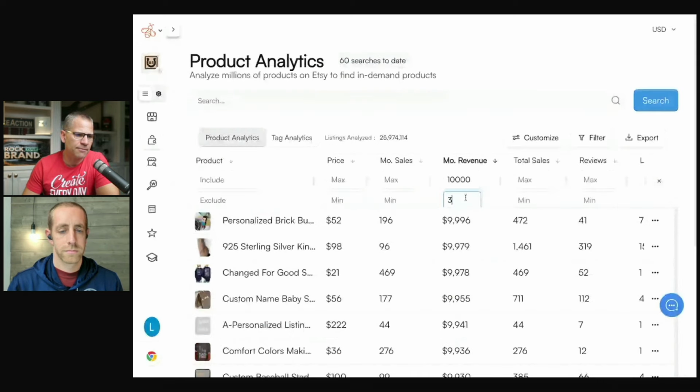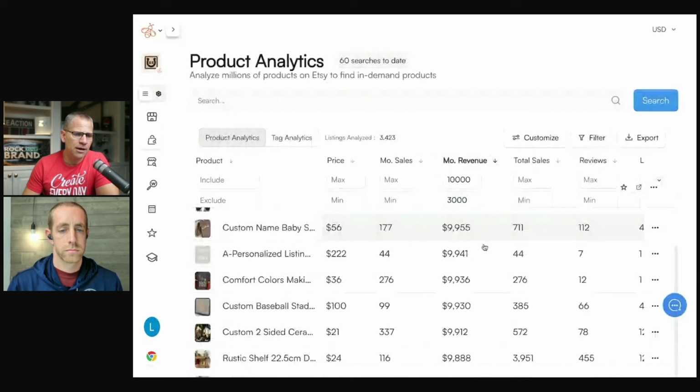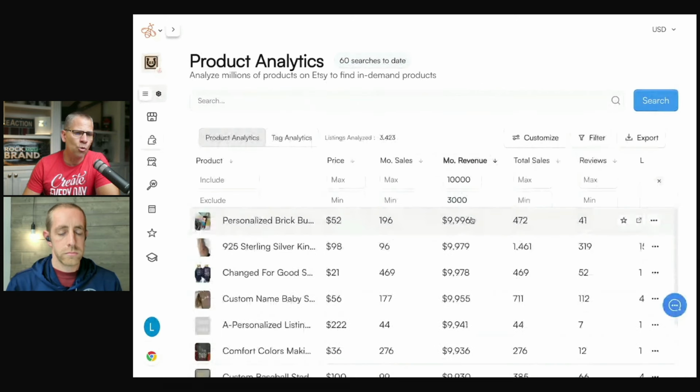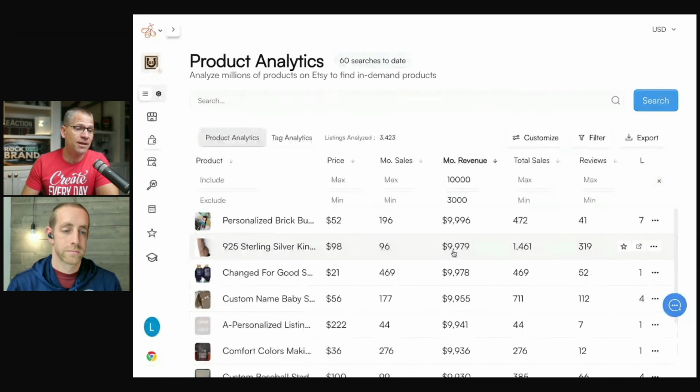So now we're going to see that. See? So now, to your point, Chris, we're not limiting ourselves, but we're also not going to look at the stuff that's doing more than that, maybe, because if they're doing that much volume, it's going to be hard to compete, even if they are new. Right? And Chris, why would that be?